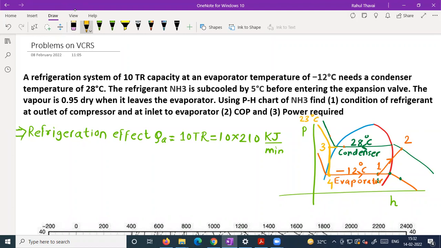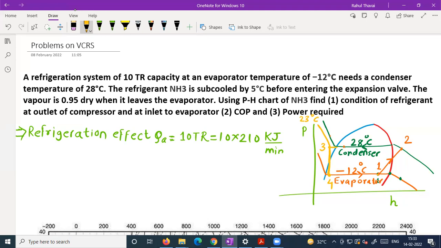Now the question will be only about why point number 1 is lying here, because you can see the vapor is 95% dry when it leaves the evaporator. At point number 1, the vapor is leaving the evaporator and entering the compressor. So at that point the vapor is 95% dry. 95% dry means it contains 5% moisture, and in such a case it is said to be wet vapor. That's why point number 1 is lying inside the dome, where it is wet.